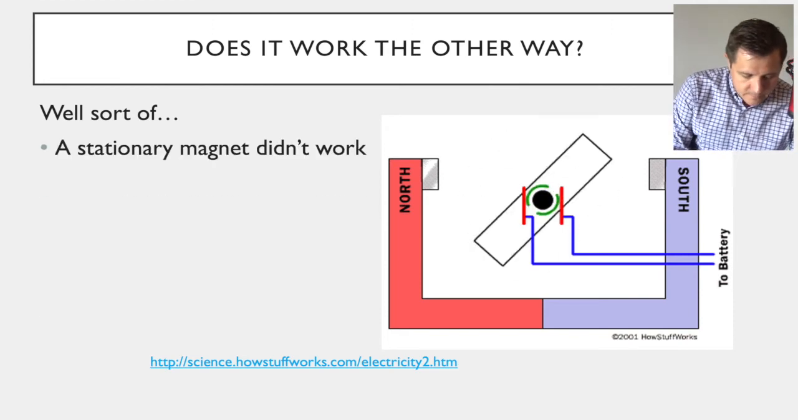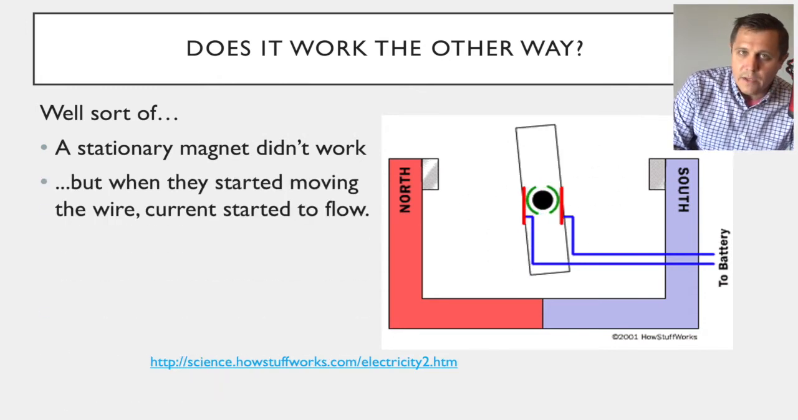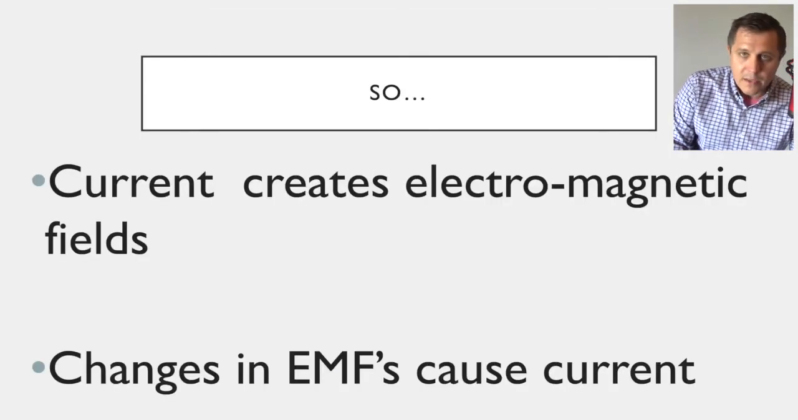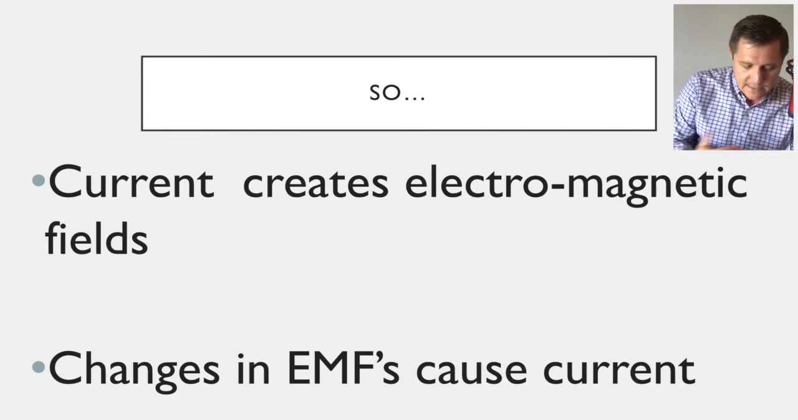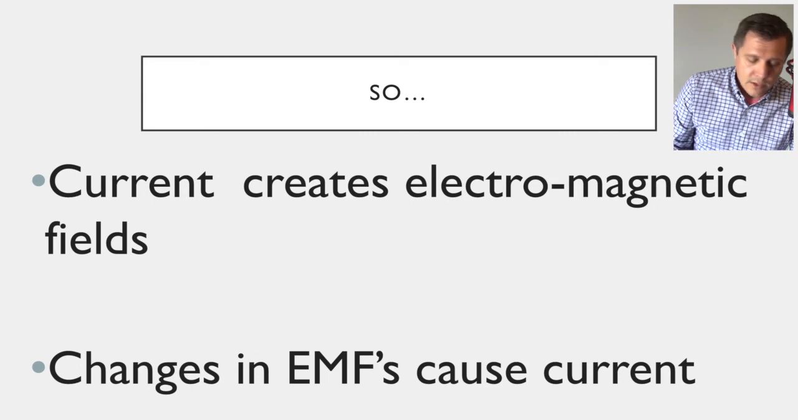All right, so we just said that a stationary magnet didn't work, but when they started moving those coils of wire across field lines, it did work. All right, so remember this. Electric current creates electromagnetic fields. Changes in electromagnetic fields create current. Okay, so they're almost the same, but they're not exactly. Current creates electromagnetic fields. Okay, changes in electromagnetic fields create current.